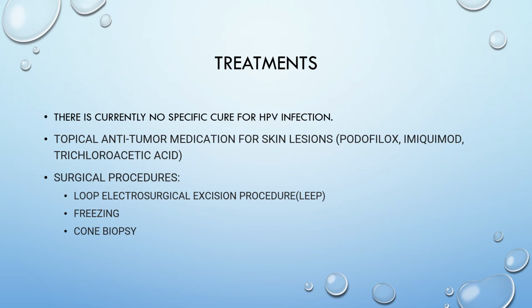Treatments: there is no cure, but there are some treatments for skin lesions. There are some prescribed topical anti-tumor medications that are used, and for mucosal and intraepithelial lesions, there are surgical procedures which remove the suspected tissue, through conical biopsy, freezing, or a procedure called LEEP, or loop electrosurgical excision procedure, which uses a wire loop heated by electricity to remove the tissue suspected of malignancy.